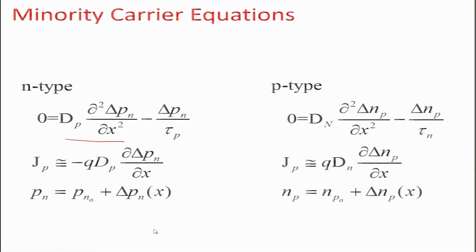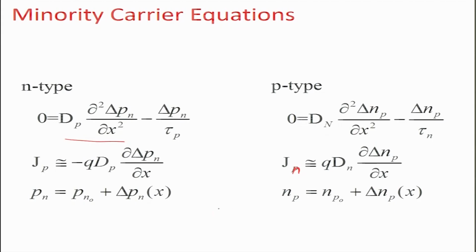Now, for p type you can write similar equations. In the steady state this becomes 0, 0 is equal to Dn del 2 delta Np divided by del x square minus delta Np by tau n. Jn in this case is q Dn del delta Np by del x, which is the diffusion current for electrons, and Np is similarly Np naught plus delta Np of x.